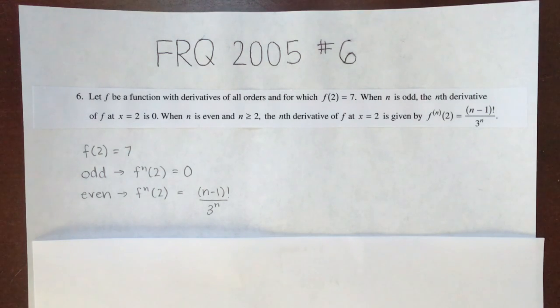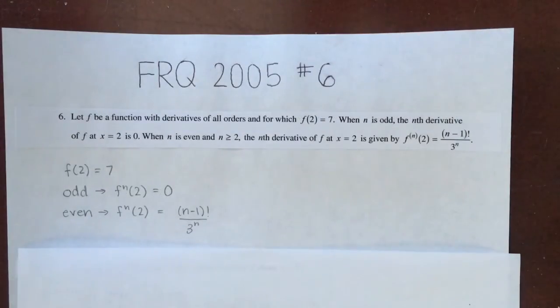Hi, in this video I'll be showing you how to solve FRQ 2005 number 6. Let f be a function with derivatives of all orders for which f of 2 is 7. When n is odd, the nth derivative of f at x equals 2 is 0. When n is even and n is greater than or equal to 2, the nth derivative of f at x equals 2 is (n minus 1) factorial over 3 to the nth.